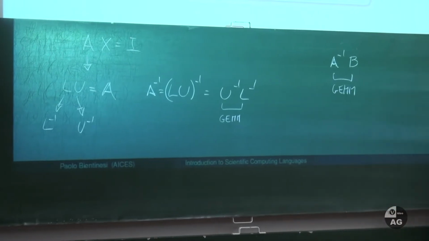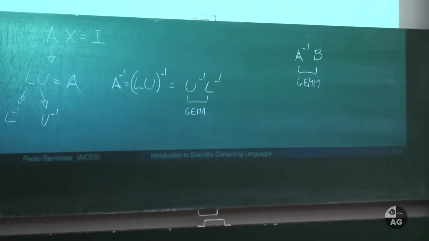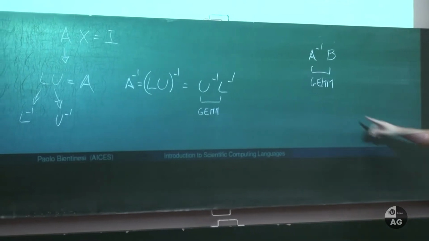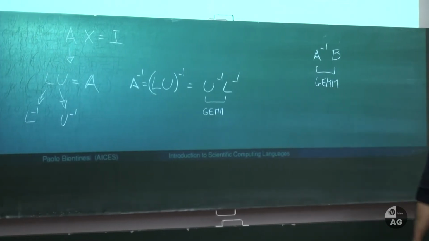So in summary, yeah, I can leave it here. What does GEMM stand for? General matrix multiplication.